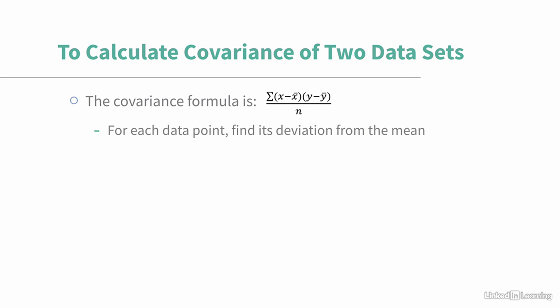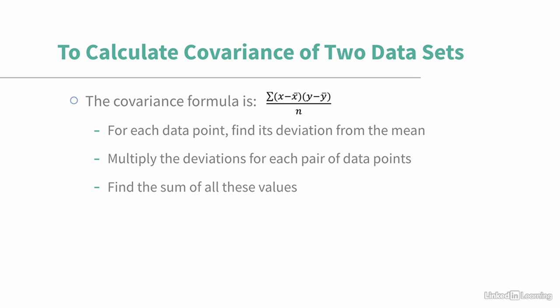Then to average the covariance of a pair of values, you subtract the mean of column 1 from the first value in column 1, and subtract the mean of column 2 from the first value of column 2, and then multiply those values together for each pair of data points. You find the sum of all of those values, and then finally, you divide by the number of data pairs. So if you have 10 pairs of values, you would divide that sum by 10.